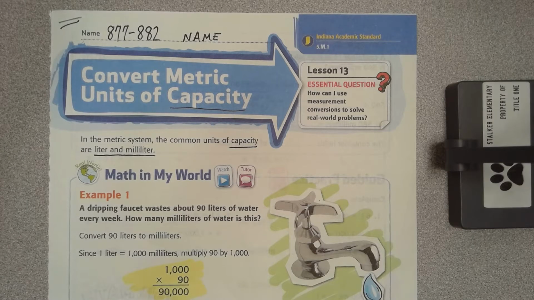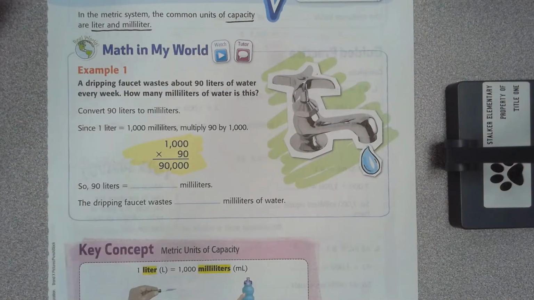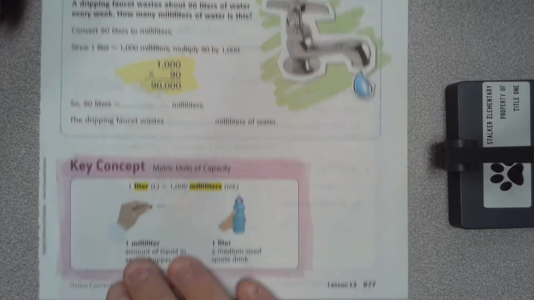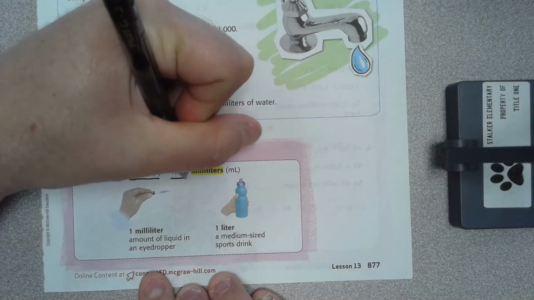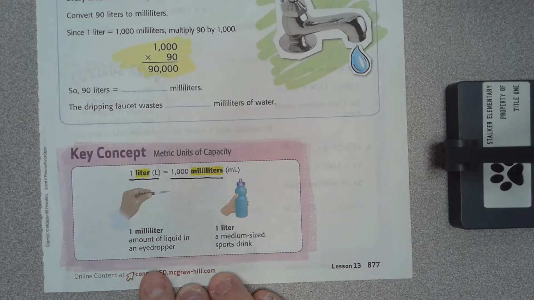So you have a dripping faucet wastes about 90 liters of water every week. How many milliliters of water is this? So you're going to convert 90 liters to milliliters. And we're not going to spend a whole lot of time explaining this because it's about the same as yesterday because you're really just dealing with, as you can see down here, 1 liter is equal to 1000 milliliters. All right.